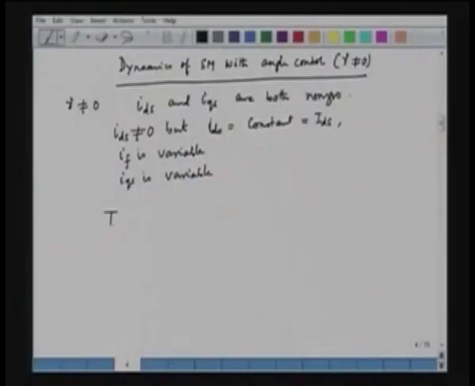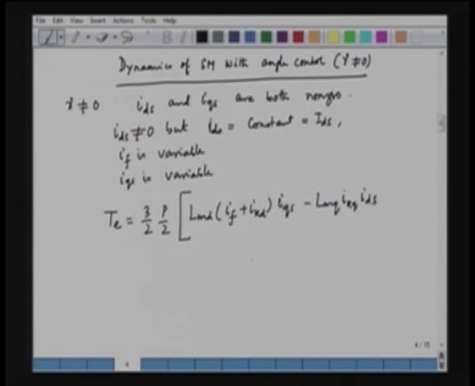The torque expression is given as 3 by 2 into P by 2, then we have LMD IF plus IKD into IQS minus LMQ into IKQ IDS plus LDS minus LQS into IDS into IQS.